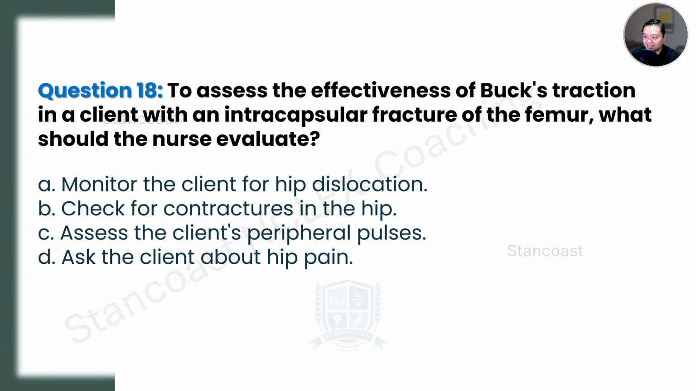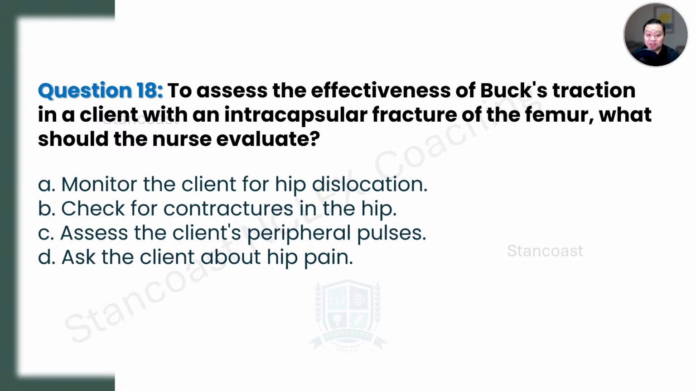To assess the effectiveness of box traction in a client with an intracapsular fracture of the femur, what should the nurse evaluate? A, monitor the client for hip dislocation. B, check for contractures in the hip. C, assess the client's peripheral pulses. And D, ask the client about hip pain. Again, we're talking about box traction, which is a type of skin traction.